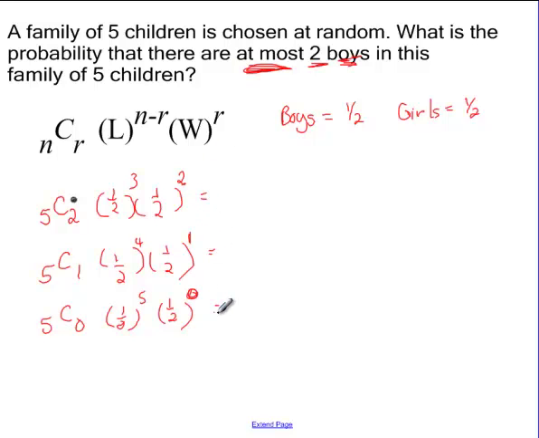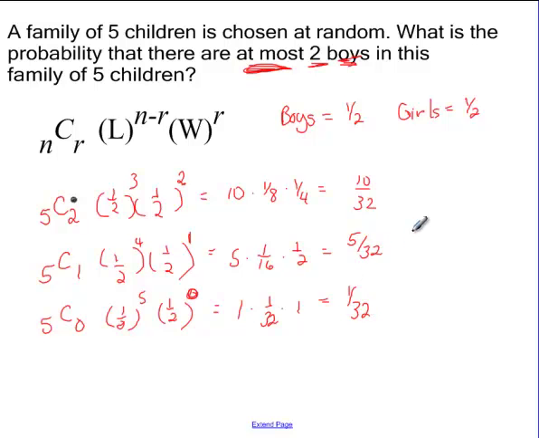Add it all together, multiply it out. Let's see, 5C2 is 10, 1/8, 1/4, 10 over 32. 5C1 is 5, 1 over 16, 1/2, 5 over 32. 5C0 is 1, 1/2 to the 5th is 1 over 32. Love 1/2 to the 0, it's 1, so I get 1 over 32. So your chances are 16 out of 32. Chances that you have 5 kids and at most 2 are boys.